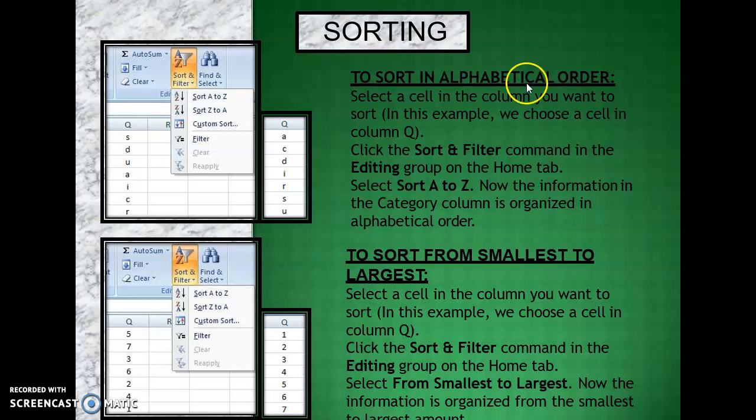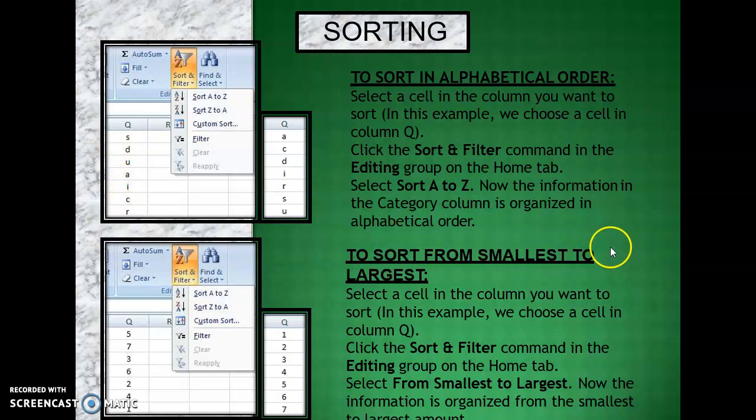Sorting. To sort in alphabetical order, you can select a cell in the column you want to sort. In this example, we choose a cell in column Q. Then you can click the sort and filter command in the editing group on the home tab, and select sort A to Z. Now the information in the category column is organized in alphabetical order. What you filled in is not in sequence, but when you click sort and filter, it will give the alphabetical sequence.